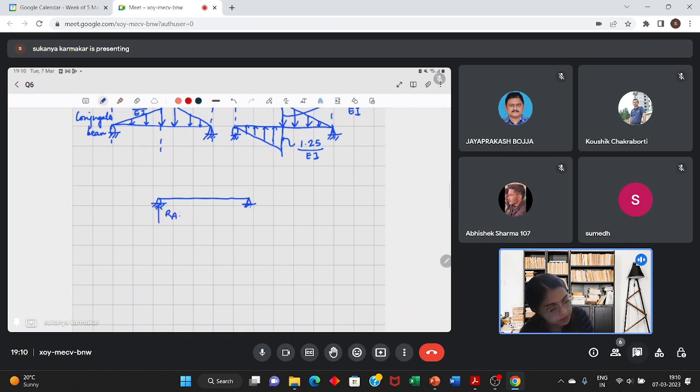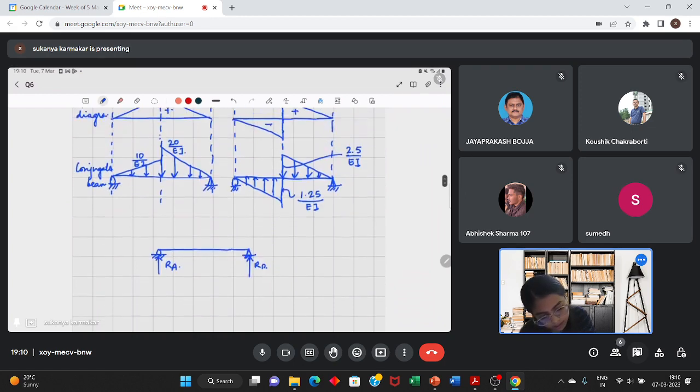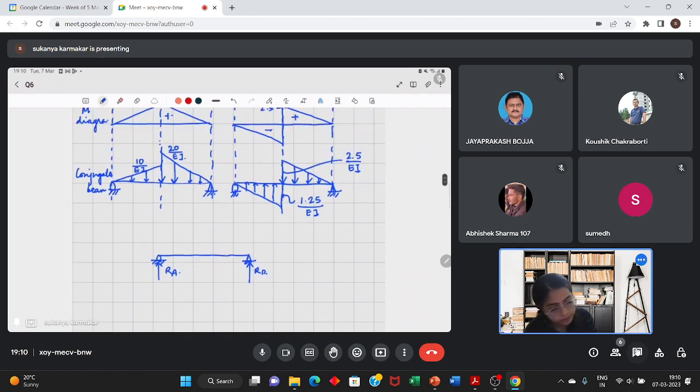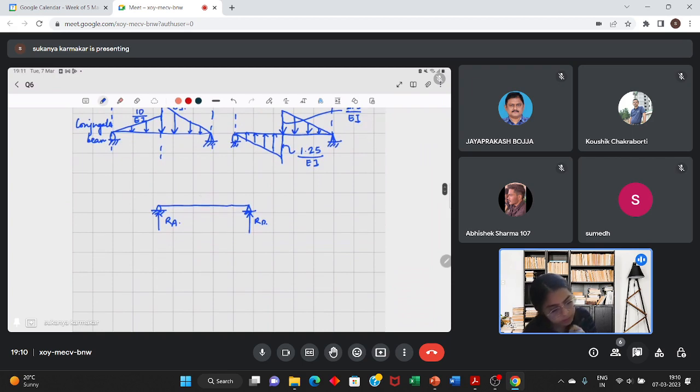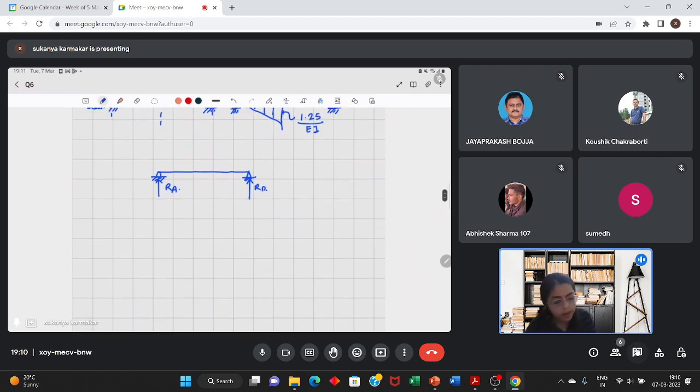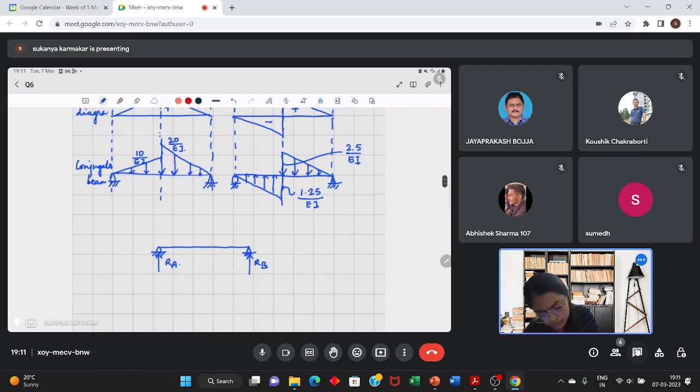Let this vertical reaction be RA. Let this be RB. Now finally I'll have to calculate the moment and shear at point B. So to avoid confusion, let's take this to be C. This being point B, this is just a point.